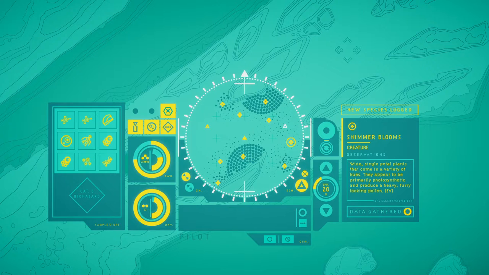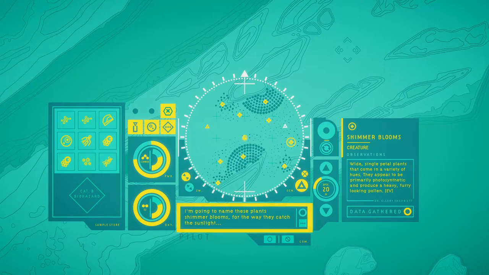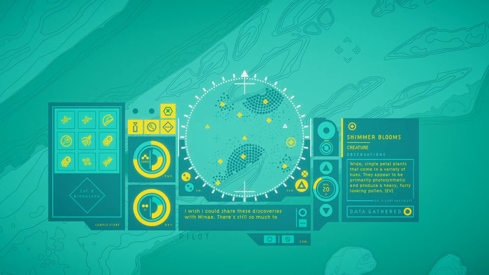White single petal plants that come in a variety of hues. They appear to be primarily photosynthetic and produce a heavy, pollen-filled bloom. I'm going to name these plants shimmer blooms for the way they catch the sunlight. I wish I could share these discoveries with Minaya. There's still so much to say.